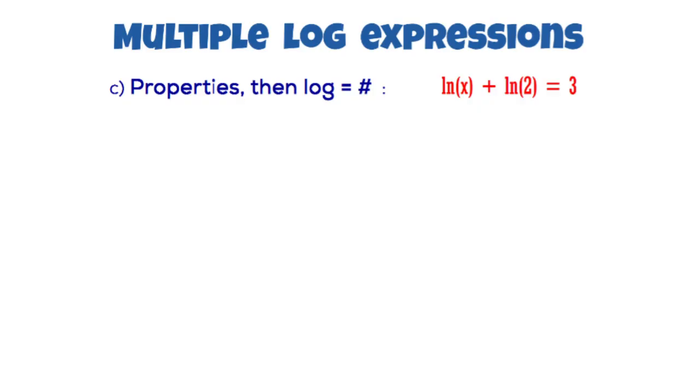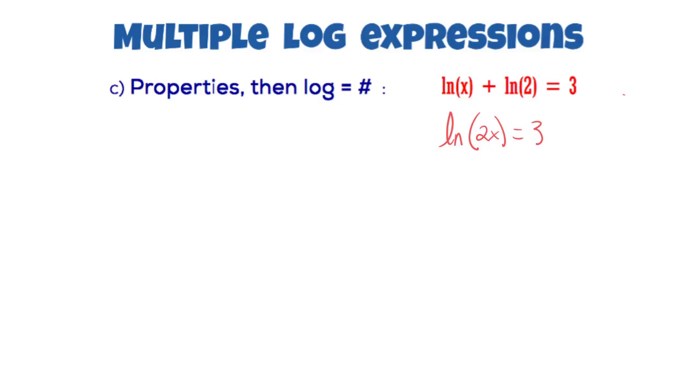Okay, the third scenario that might play out is you might have to use some properties, do some condensing, and then instead of a log equaling a log, it might be a log equal to a number. Like look at this example I have over here. I have 2 logs on the left. I'm going to go ahead and condense these. I tried a natural log so we could practice that. So it's the natural log of x plus the natural log of 2. Remember that addition can turn into multiplication, so I'm going to change it to this. All right, and then it equals 3.